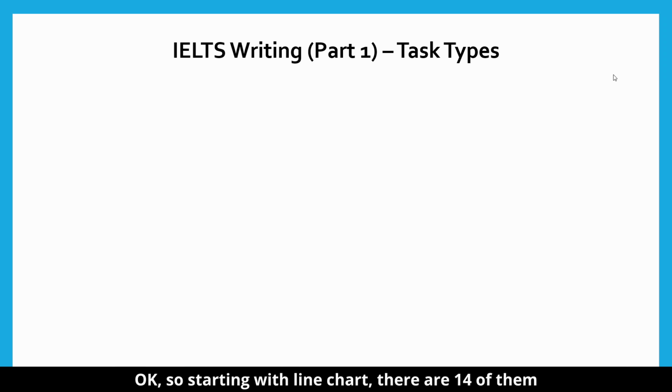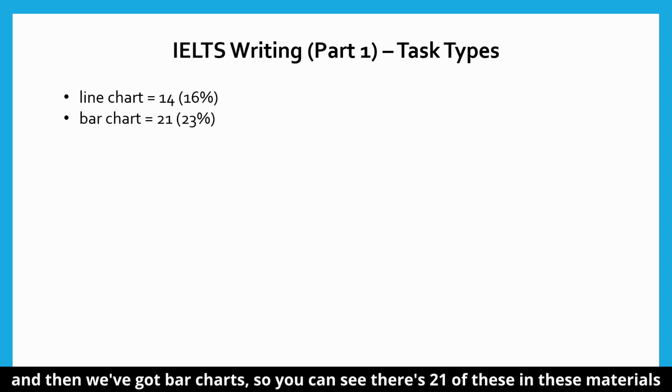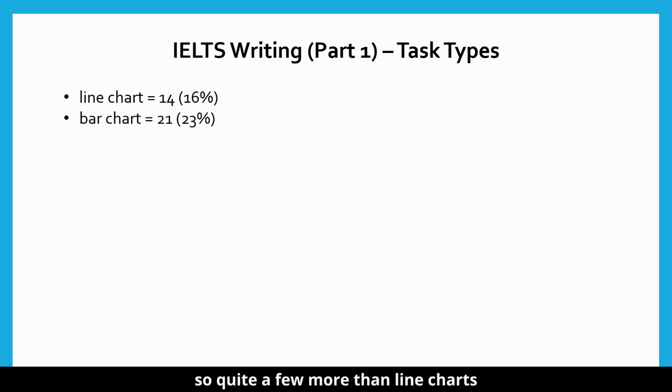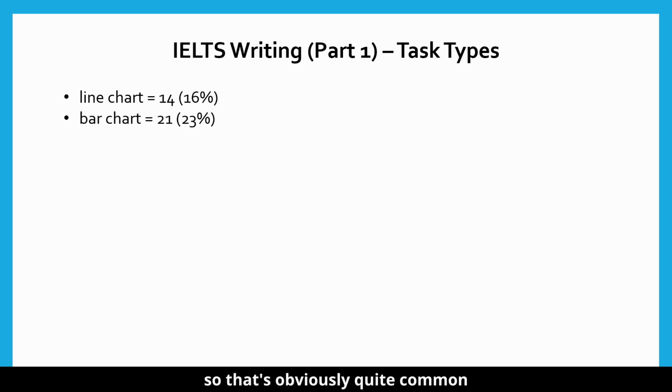Okay, so starting with line chart, there were 14 of them, so that makes up about 16% of the total. So that's about average for this part 1 task. And then we've got bar charts, so you can see there's 21 of these in these materials, so quite a few more than line charts. So this makes up nearly a quarter of all the different part 1 tasks. So that's obviously quite common.